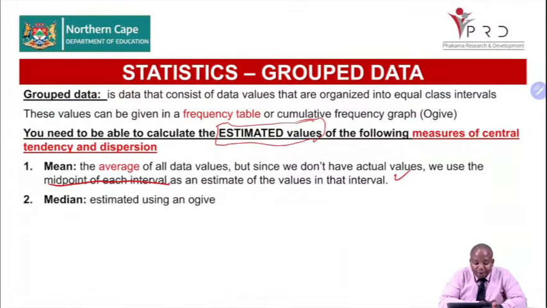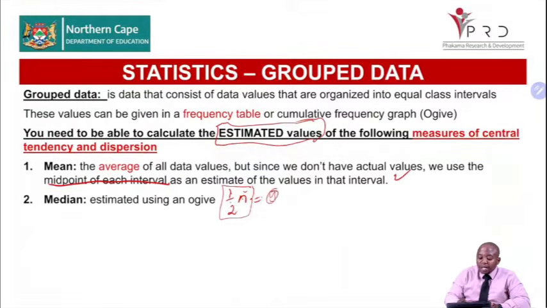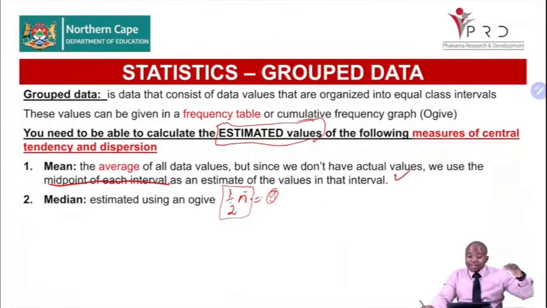Number 2, we must be able to find the median, and the median is estimated using the ogive curve. So we just need to locate the median. To locate the position of the median on the y-axis, we say 1/2 multiplied by n, where n is our total frequency. The answer that I get is the position on the y-axis, and I draw a line from that y-axis and drop it to my x-axis. Then that is the value that I'm looking at on the x-axis.